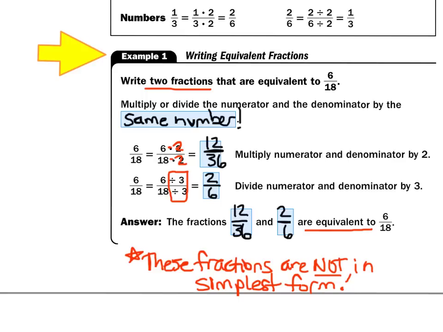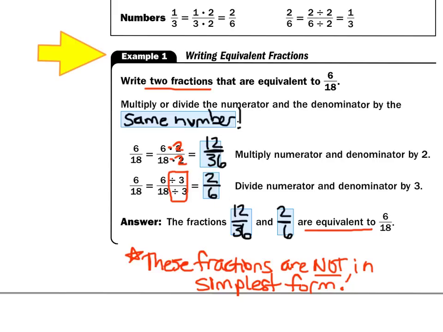Okay? So take a look here at example 1, writing equivalent fractions. They usually want us to write 2 fractions that are equivalent to, in this case, 6 over 18. Honestly, the first thing I would do, look down here, you could start with 6 over 18 and then divide both the numerator and denominator by the same amount. I would have divided by 6, but your book divided by 3. So if you divide both the top and the bottom by 3, you would get 2 over 6.